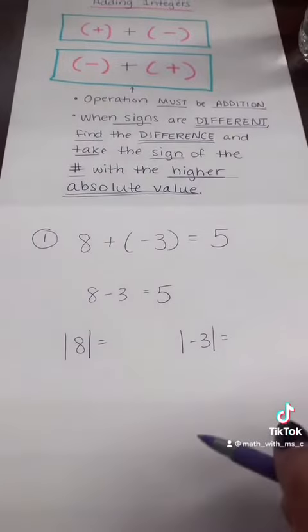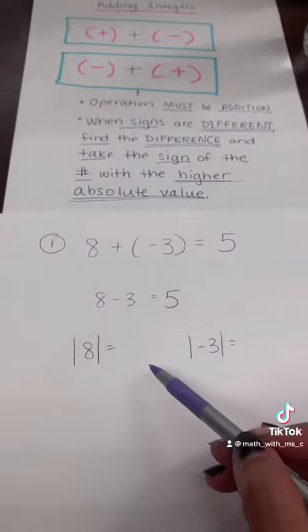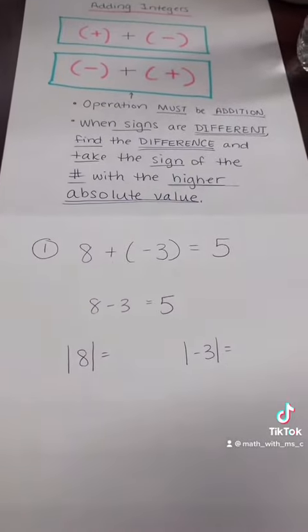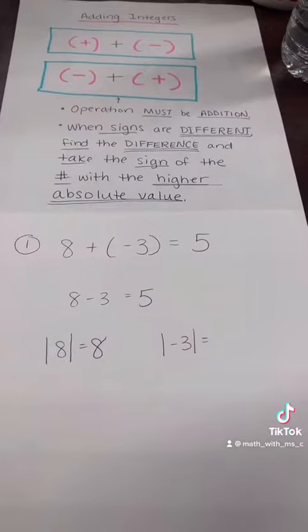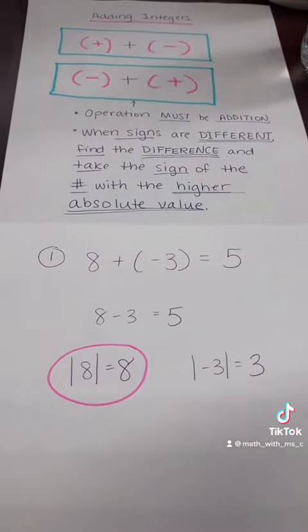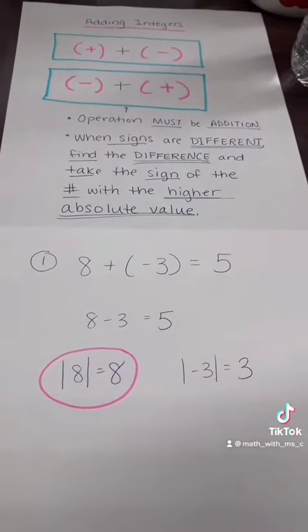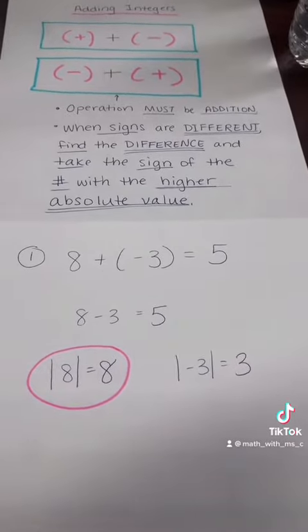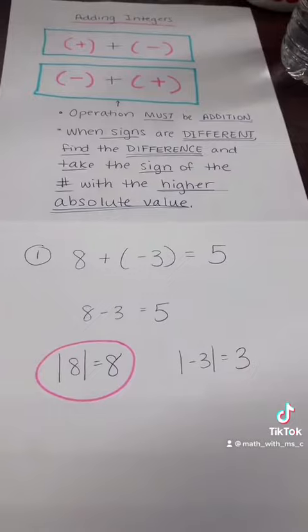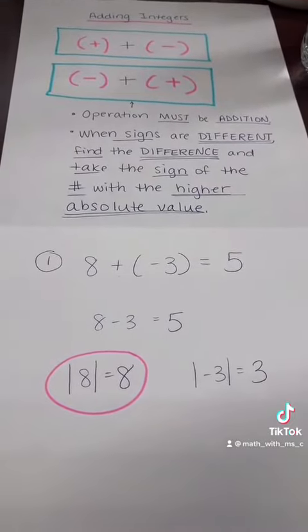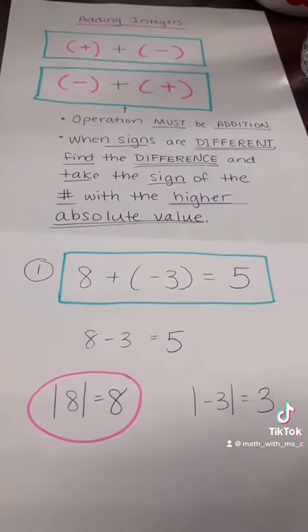I did a previous video on that if you want to take a look on absolute value. The absolute value of 8 is 8. The absolute value of negative 3 is 3. So the number with the bigger absolute value is 8, which is positive. So you take the sign of the number with the bigger absolute value. Since it's positive, that means our final answer will be positive. So the answer to question 1 is 5.